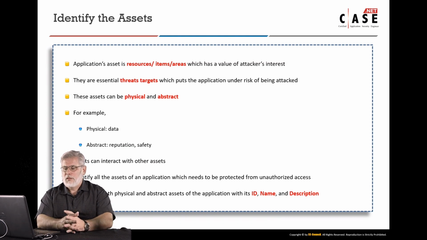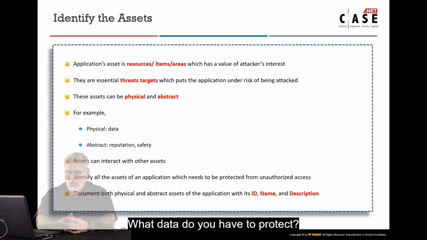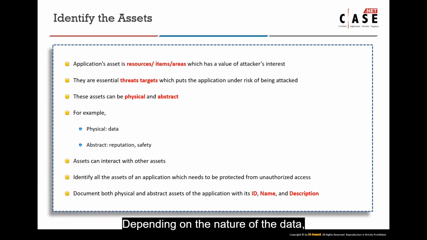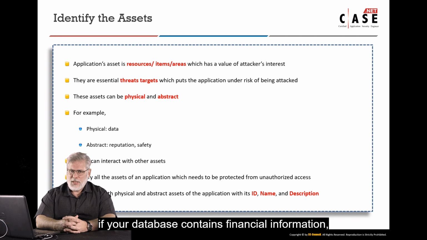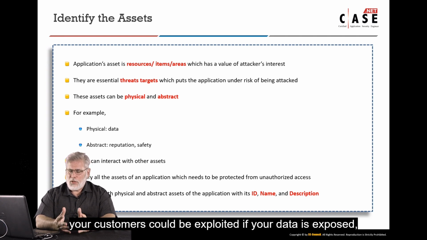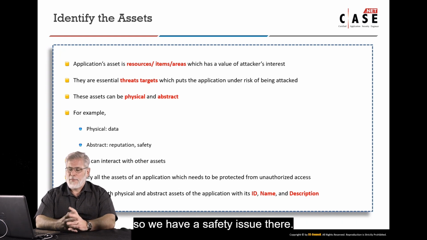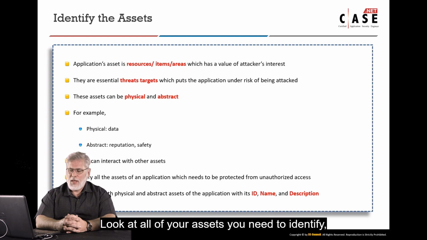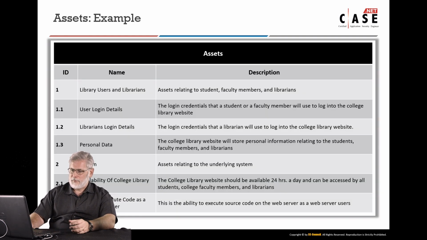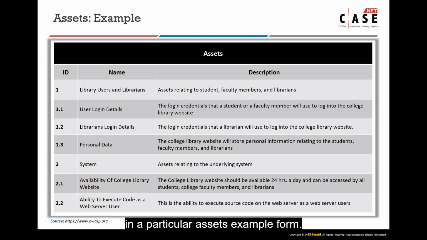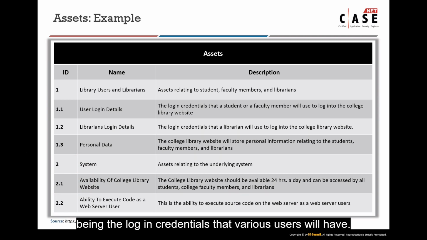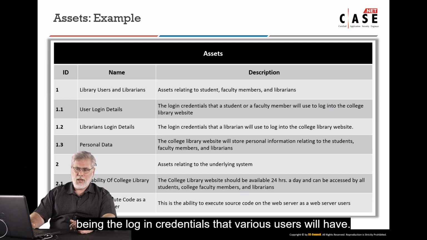Look at your assets. What data do you have to protect? What about reputation and safety? Depending on the nature of the data, it could devastate your organization's reputation to have a breach. And in some cases, for example, if your database contains financial information, your customers could be exploited if your data is exposed. So we have a safety issue there. Look at all of your assets you need to identify and rank them by criticality. And here we have an example of how you might do that in a particular assets example form, and it has specific assets being the login credentials that various users will have.